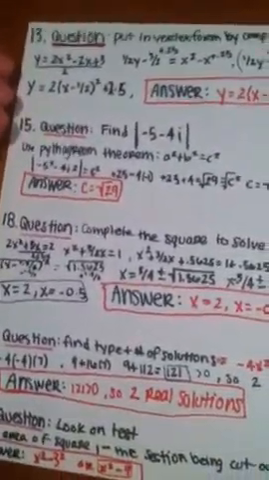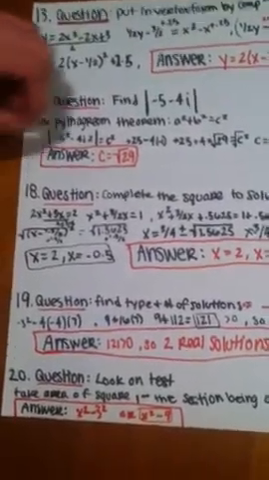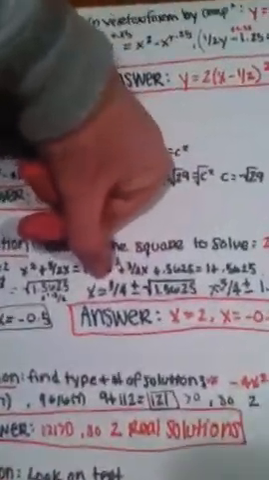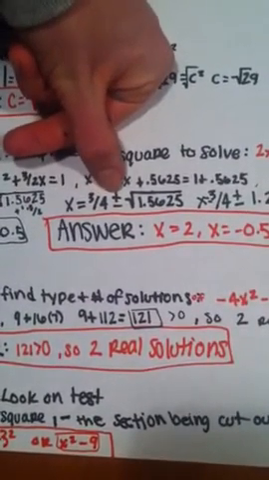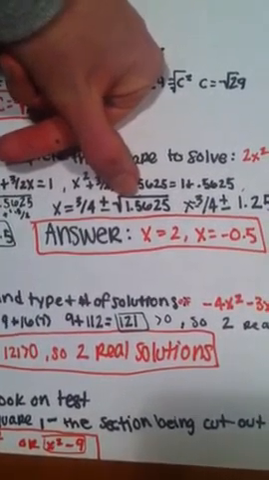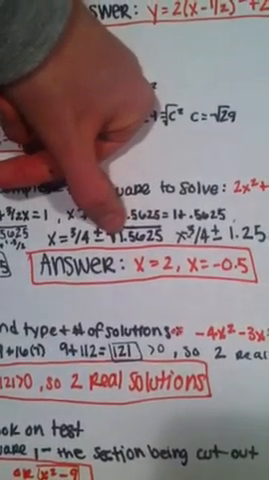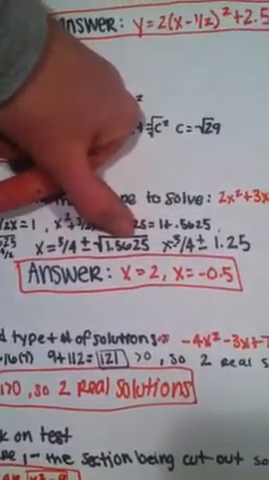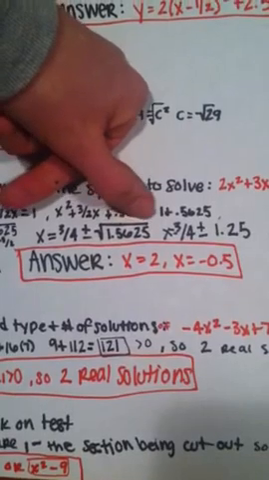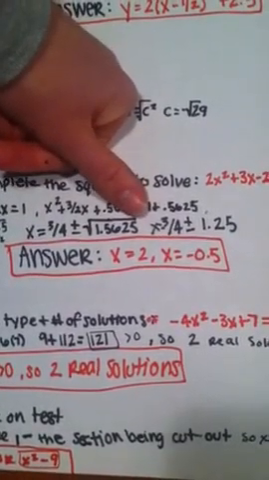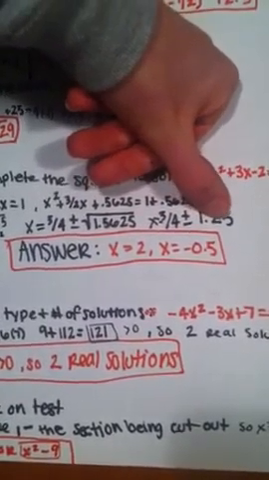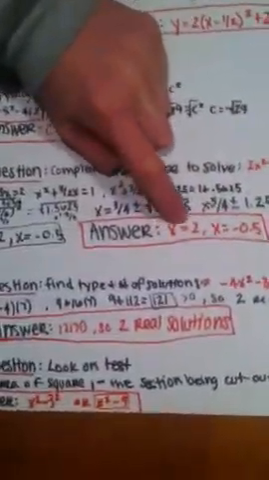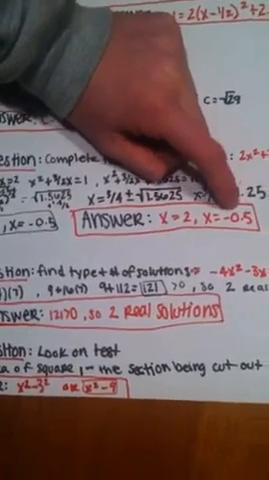Number 18, I just forgot to simplify. I stopped right here at x is equal to 3/4 plus or minus the square root of 1.5625. The square root of that is 1.25. So then I did 3/4 plus or minus 1.25 to get x is equal to 2 and x is equal to negative 0.5.